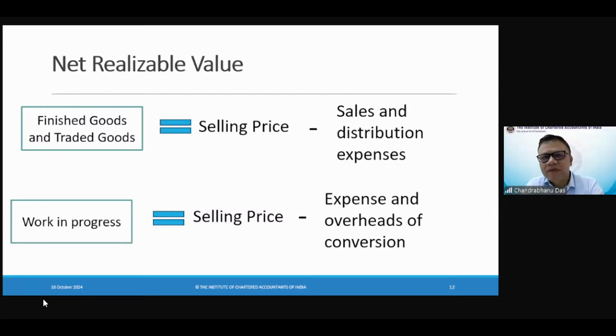Okay, sir. But in the previous point, you told that administration overhead cost will not be a part of the calculation of inventory, sir. Then what is the difference between that and this overhead? I am talking about net realizable value. See, once I find the net realizable value, I have the cost figure with me and the net realizable value with me. I have to see whichever is lower, and I have to value inventory accordingly. Okay, sir. Thank you.